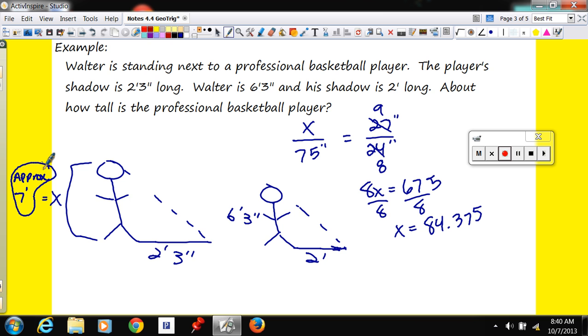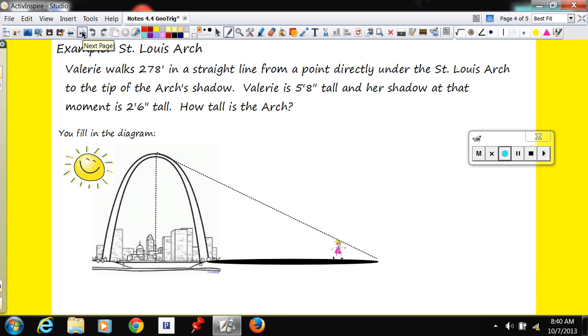Similar triangle, indirect measurement. He did not directly measure this height. He used the similar triangles to measure. How did I get 75 inches here? Because Walter was 6'3". So that's 6 times 12 is 72 inches, plus 3 more would be 75 inches. So I changed them all into inches, and then at the end, I converted it back to feet.